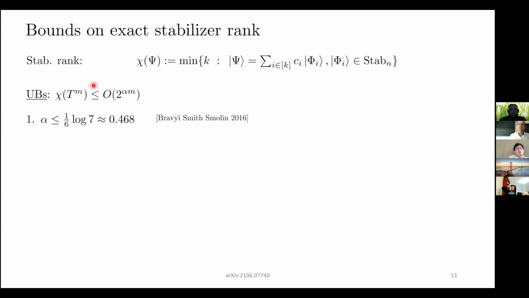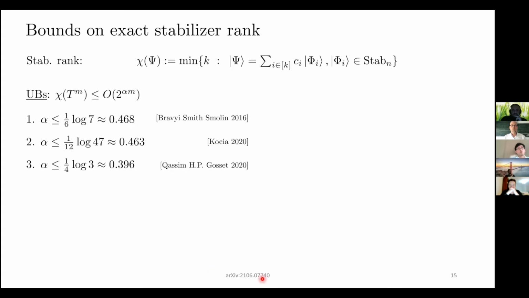Assuming that these #P-hard quantities take exponential time to compute, then this thing should be like 2 to something times the number of copies. And so what we're going to do is bound alpha, this exponent. Bravyi-Smith-Smolin in 2016 gave an upper bound for alpha, around 0.468. This was later improved by Lucas Kocia in 2020, so there's a slight improvement in the third decimal point.